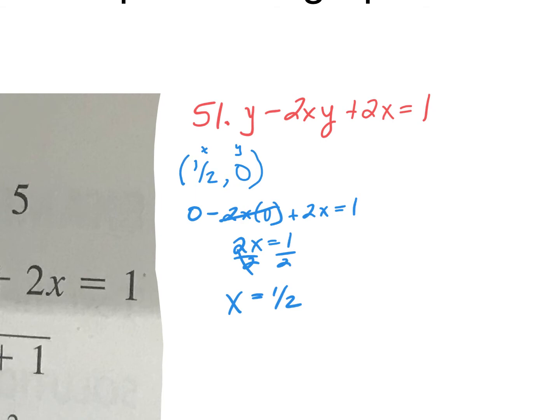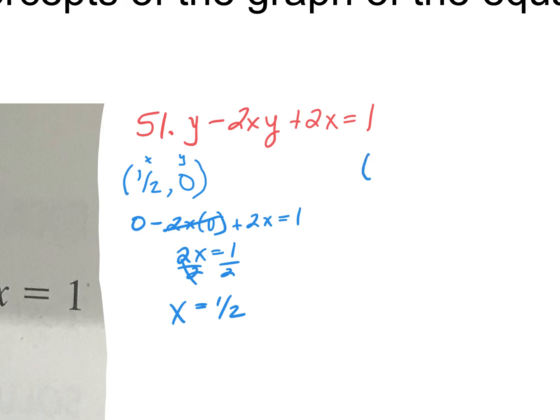So my intercept is at (1/2, 0). Now how am I going to find the y-intercept? Do the same thing, but I'm going to plug in 0 for x. So again, write your problem. I have y minus 2 times 0 times y plus 2 times 0 equals 1. What's 2 times 0 times y? 0. And what's 2 times 0? 0. So what does y equal? y equals 1. So whatever this graph looks like when we graph it, it crosses the x-axis at x equals 1/2, and it crosses the y-axis at y equals 1. Make sense?